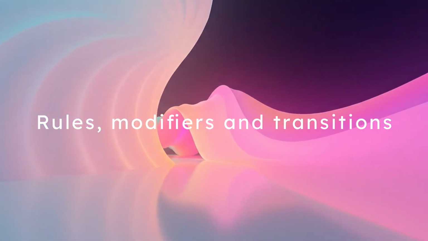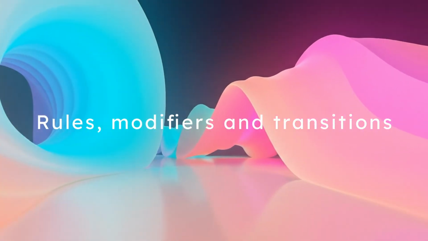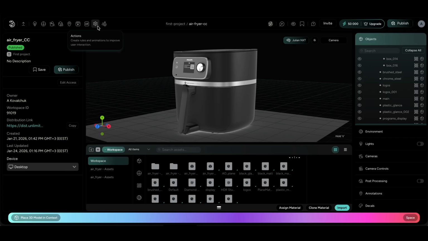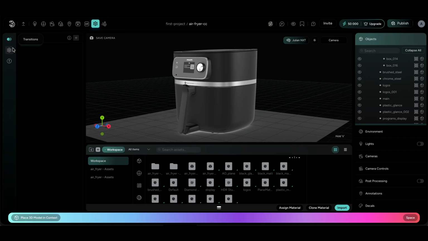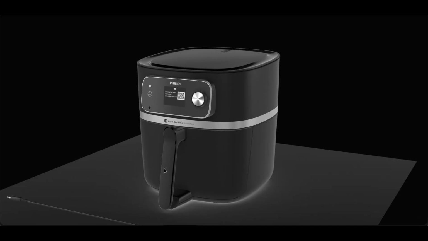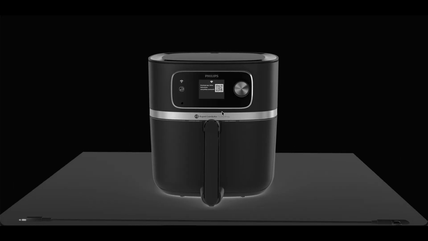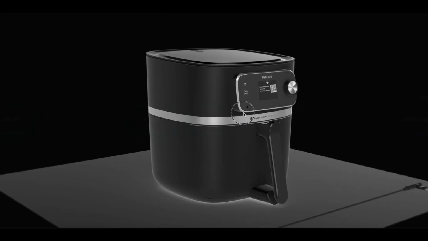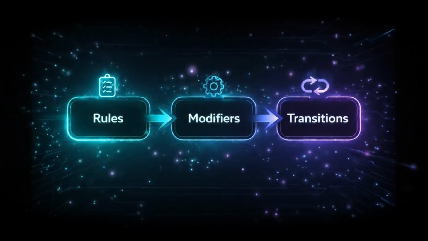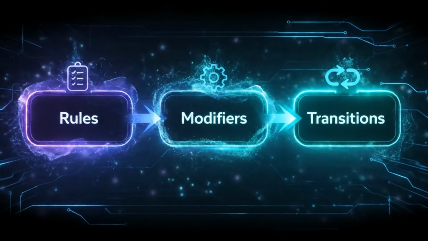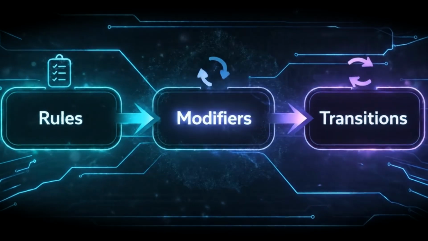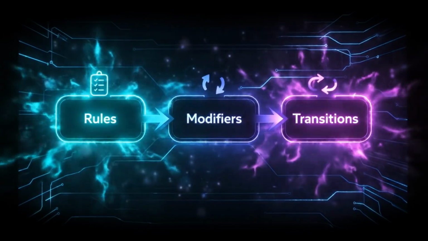Hi everyone, and welcome. Today, using a simple example, we'll go through the core principles of working with transitions, modifiers, and rules. We'll create an opening and closing animation for the food box in this air fryer. Let's get started. The core idea is simple. Rules are used to trigger modifiers, and modifiers in turn activate transitions.